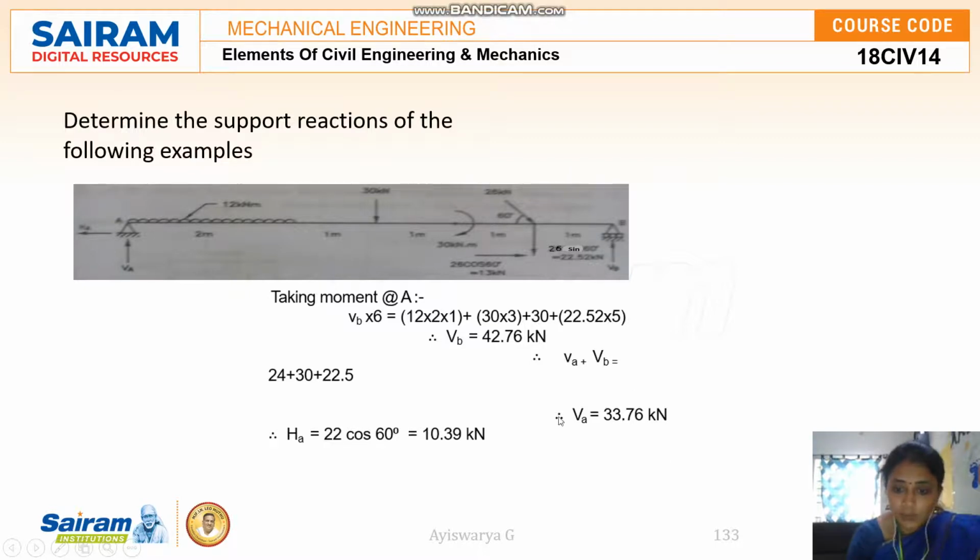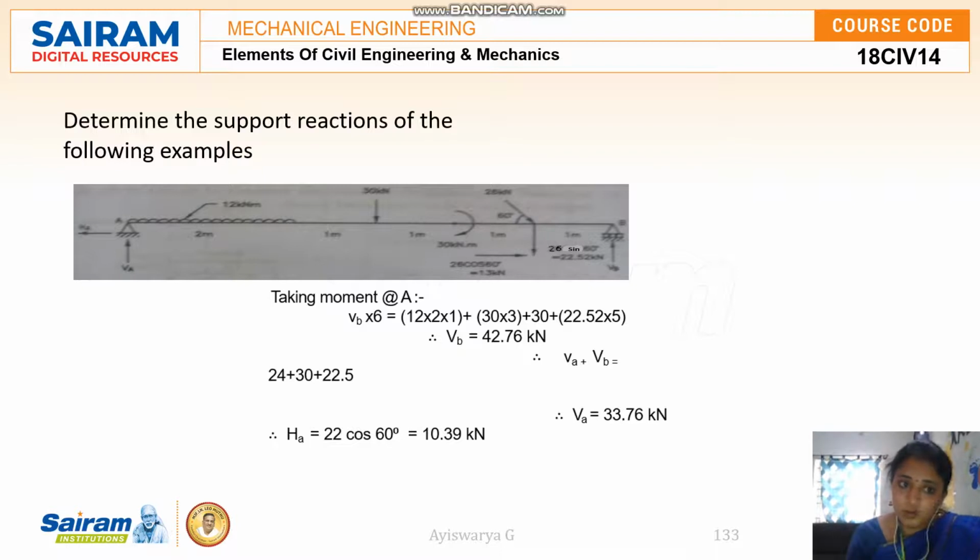So the VA plus VB equation you can write using the equilibrium condition, summation of Fy is equal to 0. And finally, if you take moment with respect to A, you will get, see here, there is a 24 kilonewton load, 24 into 1 meter clockwise direction, 30 into 2 meter anti-clockwise direction, plus 30, and like that, wherever the distance is, that much moment you can take. So finally you will get the answer. VB is equal to 42.76 kilonewton, and parallelly VA is equal to 33.76 kilonewton, right?